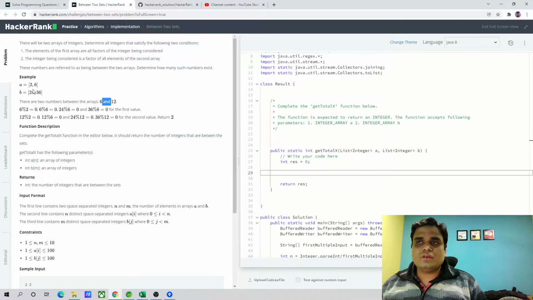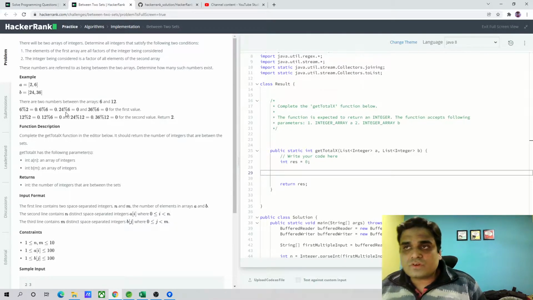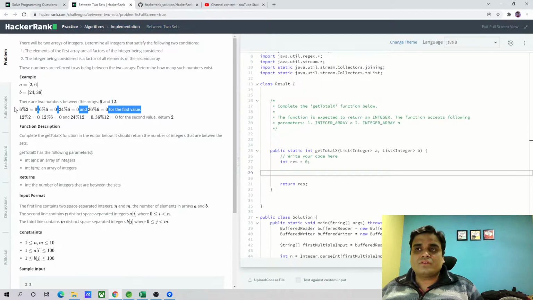If I divide 6 by 2 and by 6, I get a remainder of 0. 24 is divisible by 6, and 36 divided by 6 is also 0. So what we are saying is that the common multiples of these two numbers are 6 and 12: 2 threes are 6 and 6 twos are 12. So these are the two numbers being considered. If I take the number 6 and divide it by 2 and 6, I get 0, and if I divide 24 and 36 by 6, I'm able to do so.